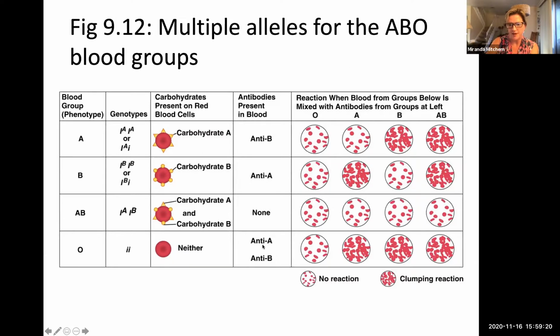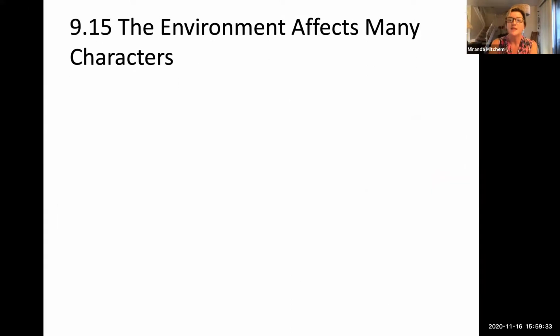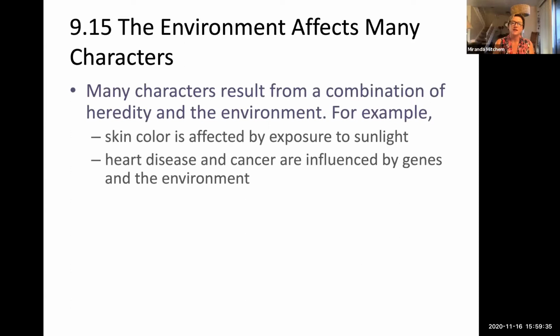But they still have those anti-A and anti-B antibodies in them, because their immune system didn't learn, hey, don't respond to this, because they haven't seen it. So that is codominance. So we've talked about complete dominance. We talked about incomplete dominance and codominance.